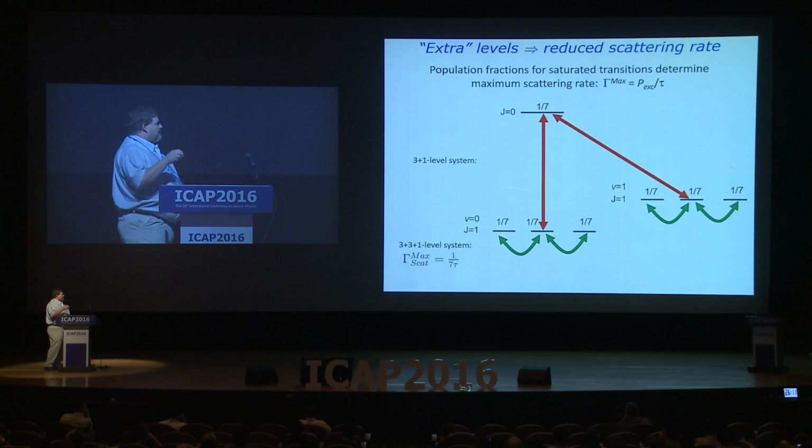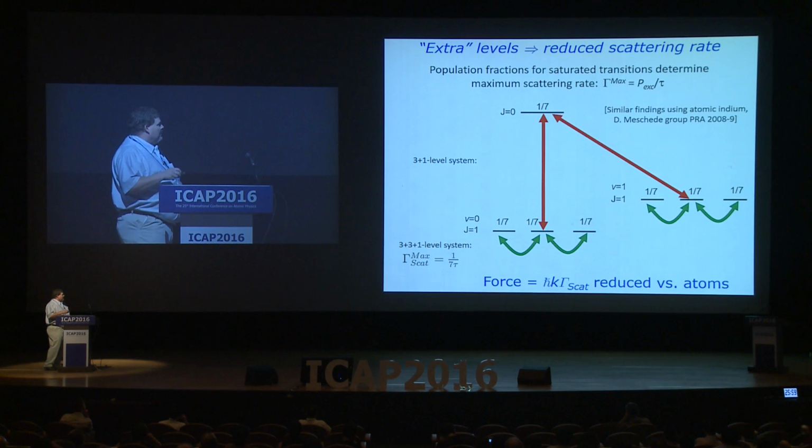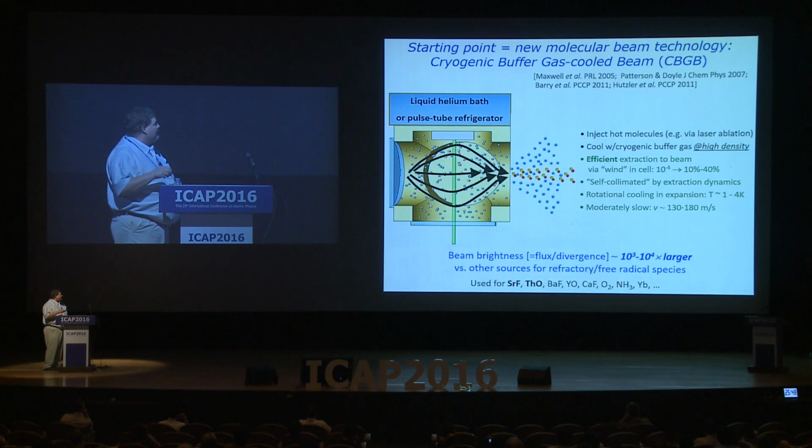And for technical reasons, we also repump our first vibrational level through the same common excited state. That means that the population gets spread out even further and the scattering rate is down by another factor of a few. So the bottom line is that the radiative force in these molecular experiments is always reduced compared to what it is in atoms by factors of anywhere from 2 to 4. Because of that, it's important to start with molecules that are going pretty slowly.